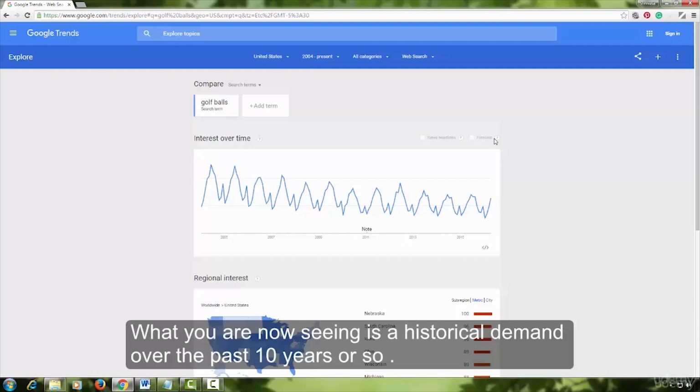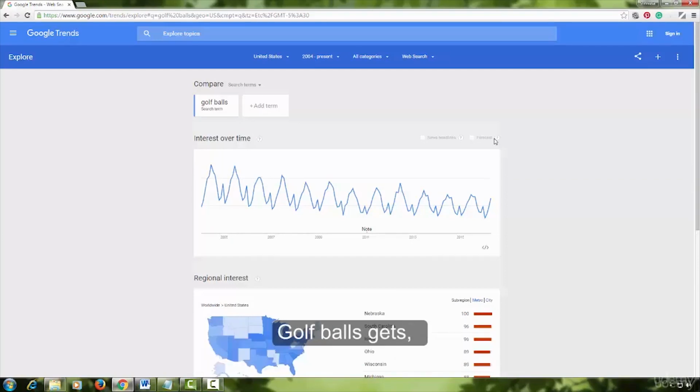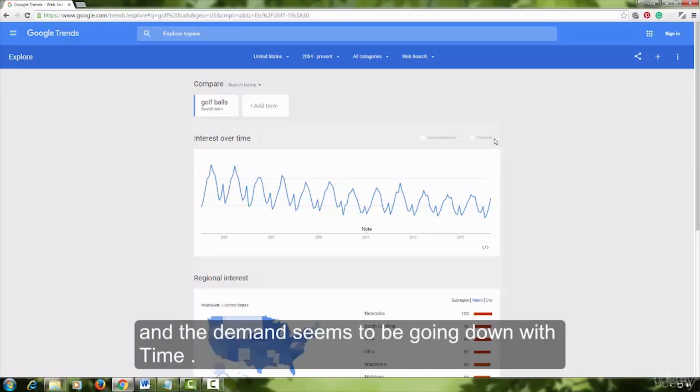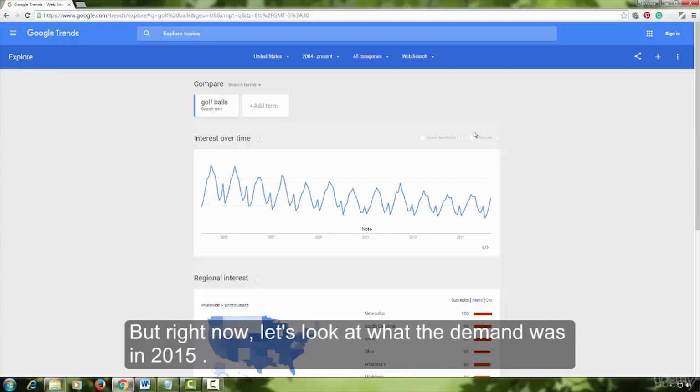What you're now seeing is historical demand over the past 10 years or so. While the graph does not tell you how many searches per month the phrase golf balls gets, it does show you the trends, and the demand seems to be going down with time. We will discuss why this may be so later, but right now, let's look at what the demand was in 2015.